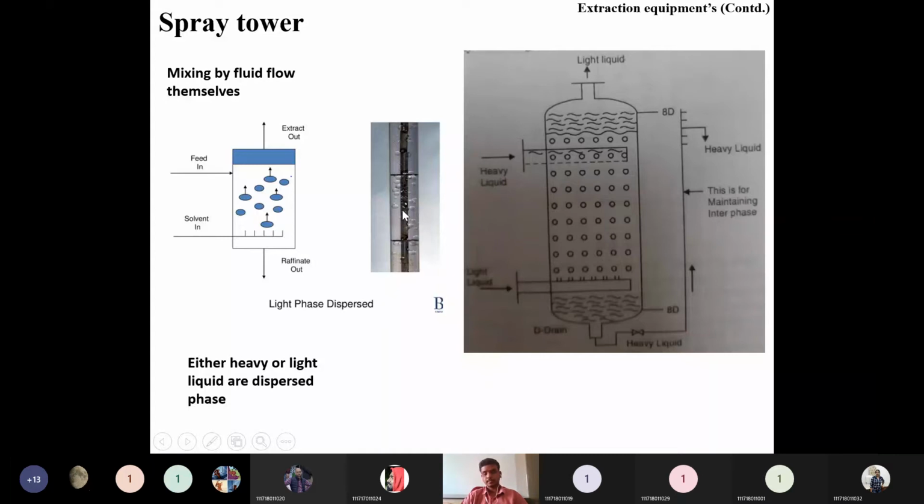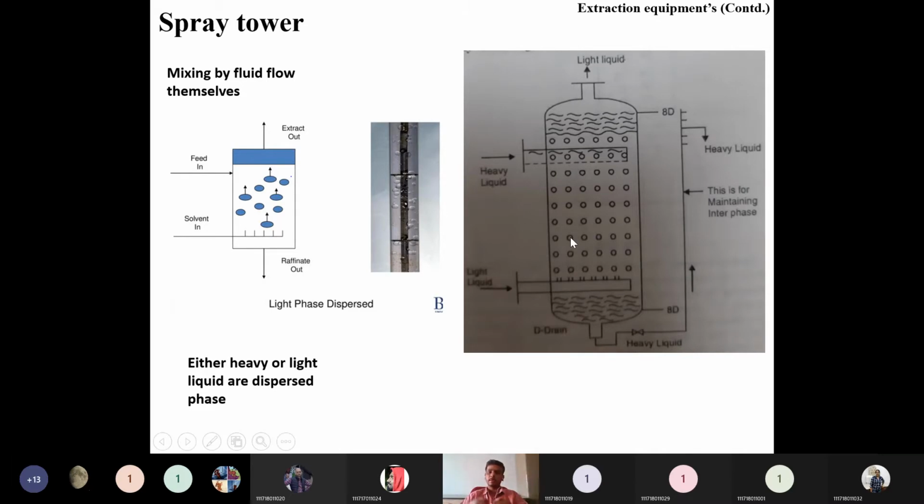Okay, this is the spray tower operation. So two types of operation are possible. Either we keep the heavy liquid as the continuous phase, then the light liquid will act as the dispersed phase, or we keep the light liquid as the continuous phase, in which case the heavy liquid will act as the dispersed phase. So either case is involved. If the two phases are continuous, then what happens?